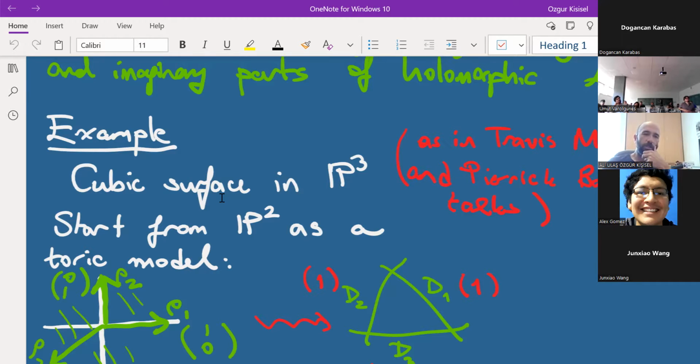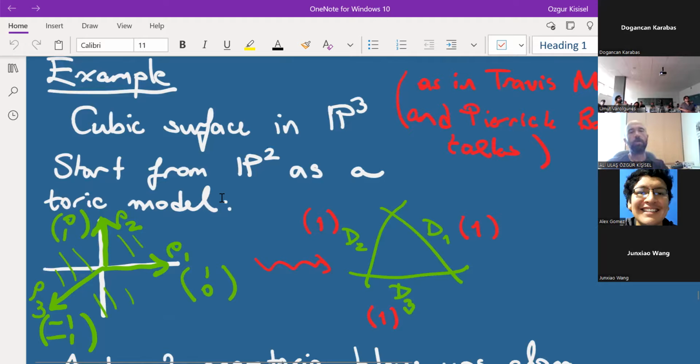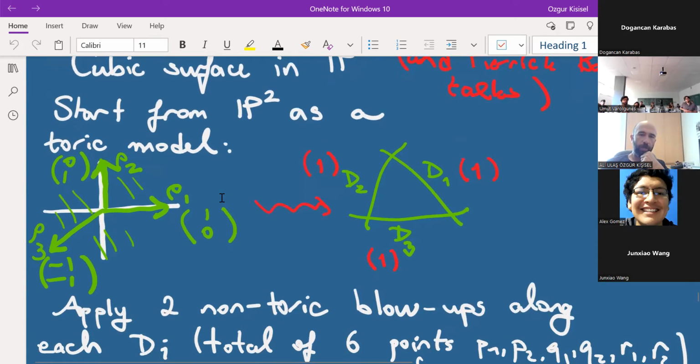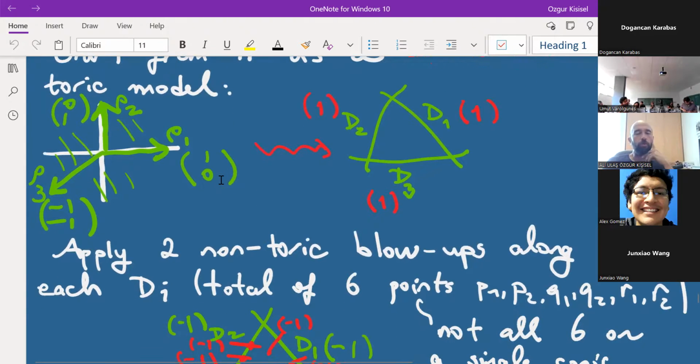So let's start from P2 as a toric model, which is the usual way, like 3 vectors adding up to 0. And you have 3 lines, essentially, 3 divisors, D1, D2, and D3, all with self-intersection +1. Well, the way to get a cubic surface from here, as explained before in other talks, was to take 2 non-toric blowups along each Di. So that would in total give you 6 points.